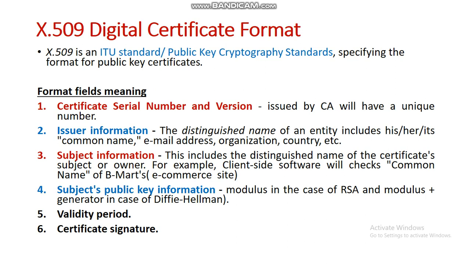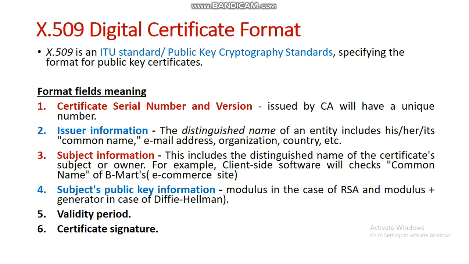And what is subject information? This includes the distinguished name of the certificate's subject or owner. So the owner's information will be the subject information. For example, client-side software will check the common name of BMart's e-commerce site. That is, who is the owner of the certificate, that owner information will be the subject information.